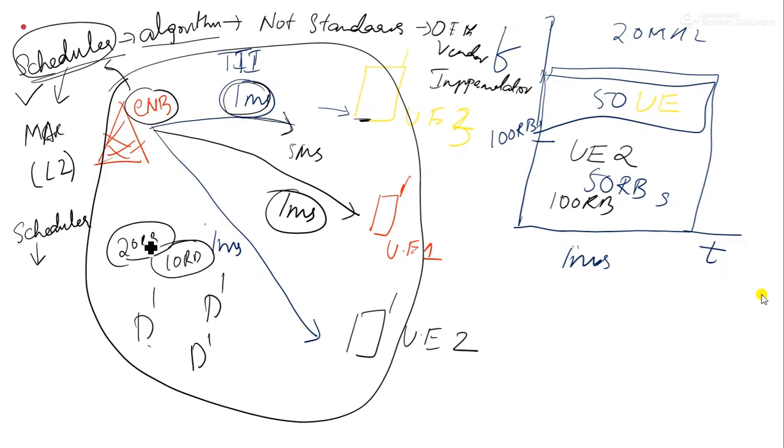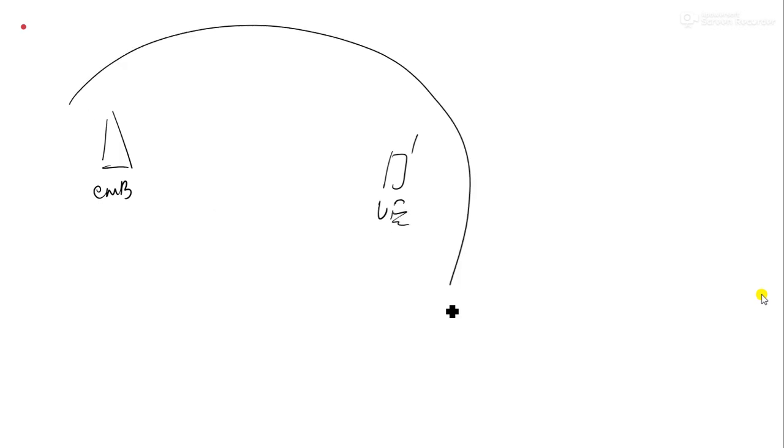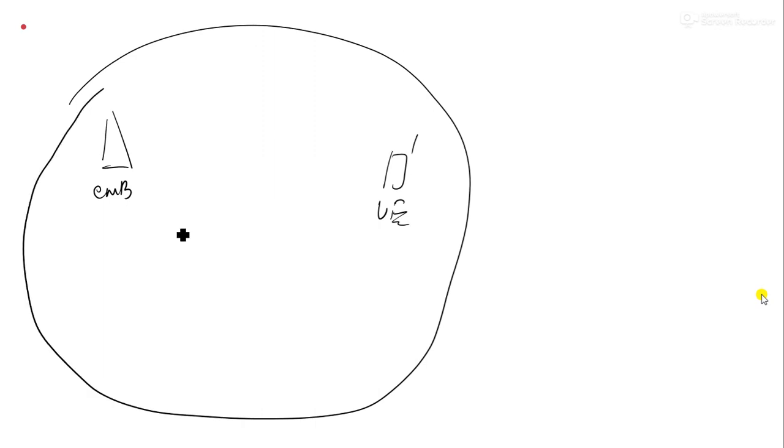So how does the scheduler work? It depends on various examples. I will take an example here so that you can understand things better. Let me draw it again. Typically, what does a scheduler want to think? Let's say this is one UE, and this is the total coverage area of the eNode B. Let's say one more UE is somewhere here, UE2, and one more UE is somewhere in the middle, UE3.